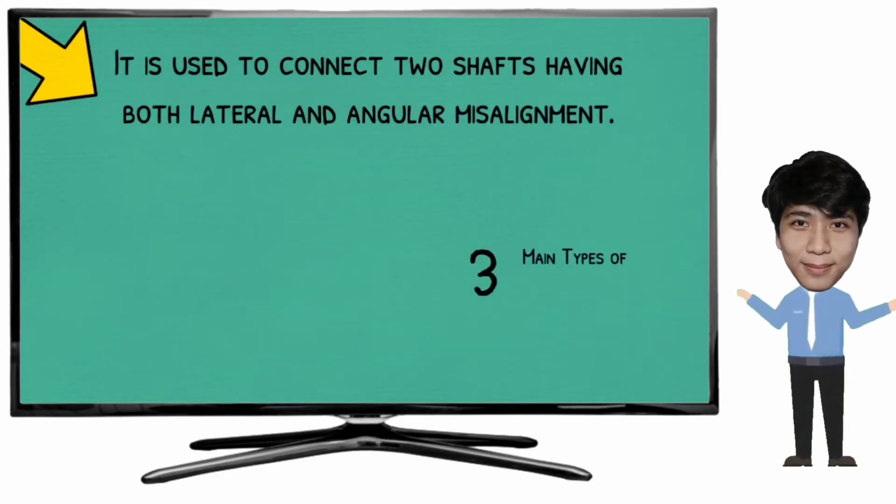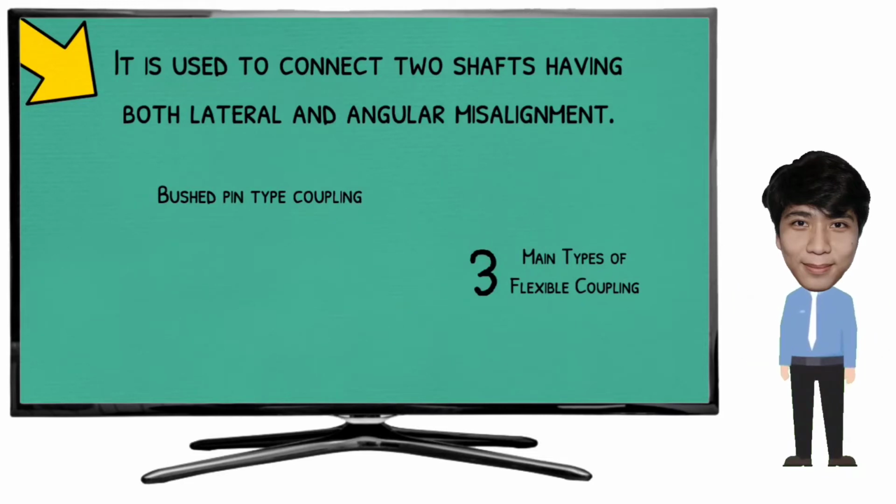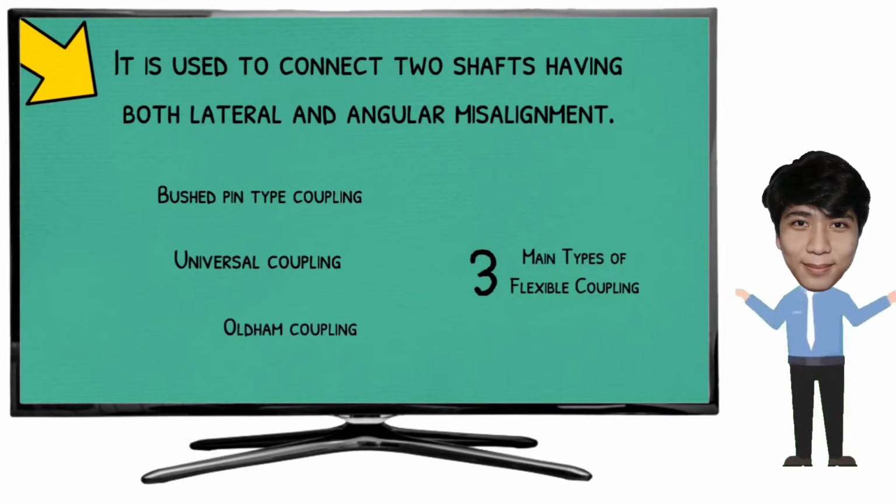The 3 main types of flexible couplings are the following. First, the pin bush coupling. Second, the Oldham coupling. Third, the universal coupling.